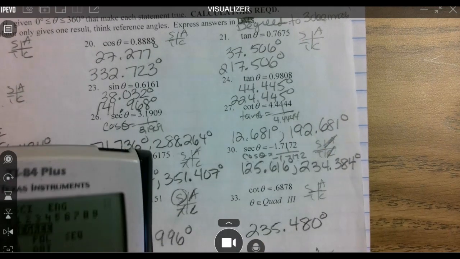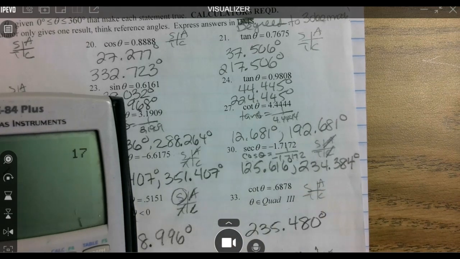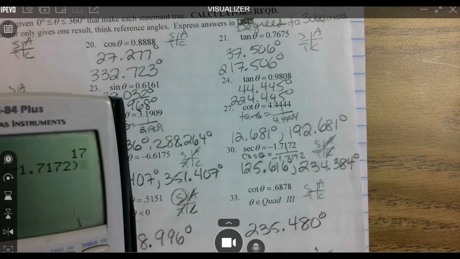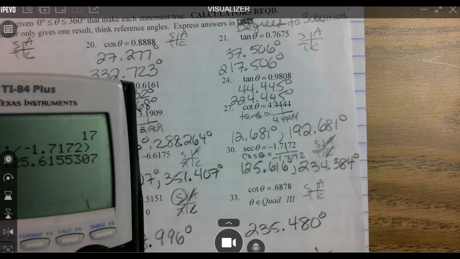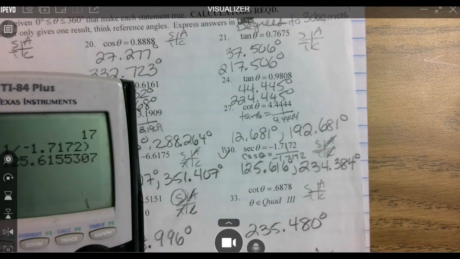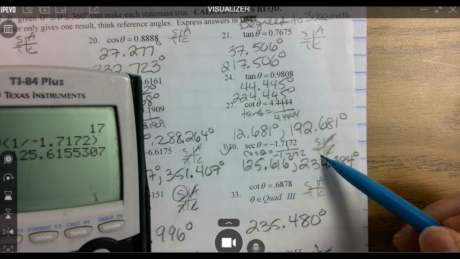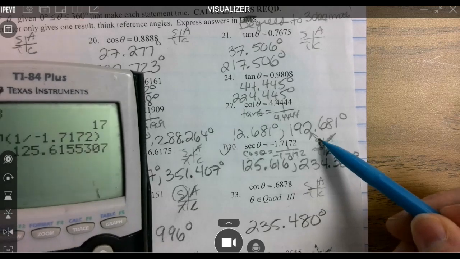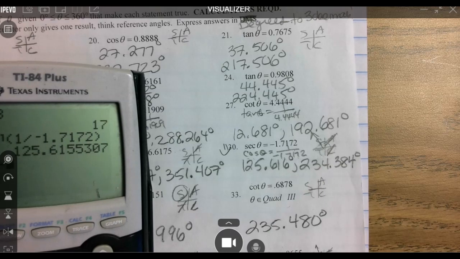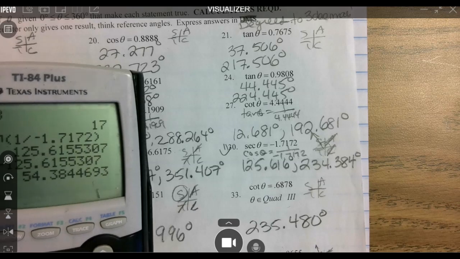Let me make sure I'm in degree mode, and I'm going to type in inverse cosine of 1 divided by negative 1.7172. And what do you know? The answer is between 90 and 180. Exactly what we thought. So happy face for me and you, because we predicted it, right? Now, for me to get it down here in the third quadrant, because the calculator is never going to do that, I have to find a reference angle. It actually gave me an answer in the second quadrant, so I'm going to subtract it from 180 to get that reference angle. So 180 minus that answer, and there's my cute little reference angle. So 54 degrees is my reference angle.